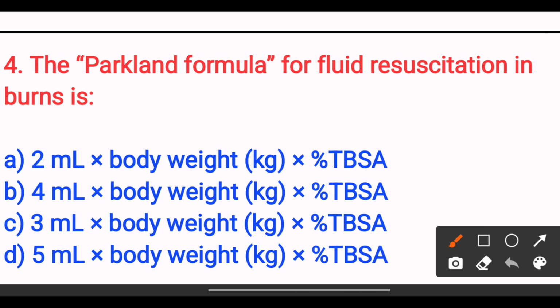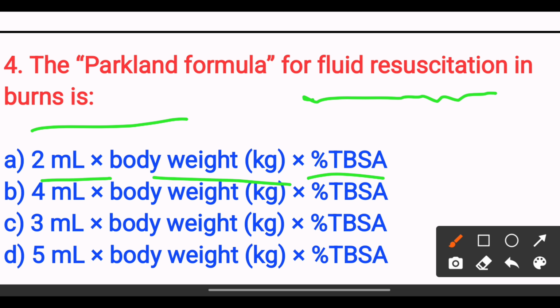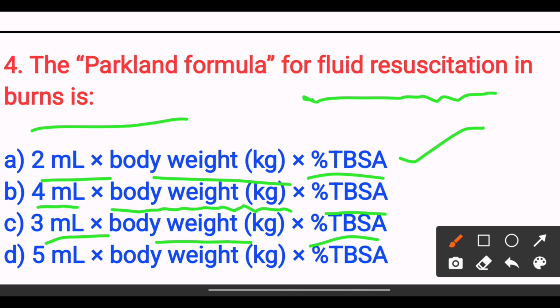Next, the Parkland formula for fluid resuscitation in a burn patient is: option A, 2 ml into body weight into TBSA; option B, 4 ml into body weight into percentage of TBSA; option C, 3 ml into body weight into TBSA; option D, 5 ml into body weight into TBSA. The answer is option B.